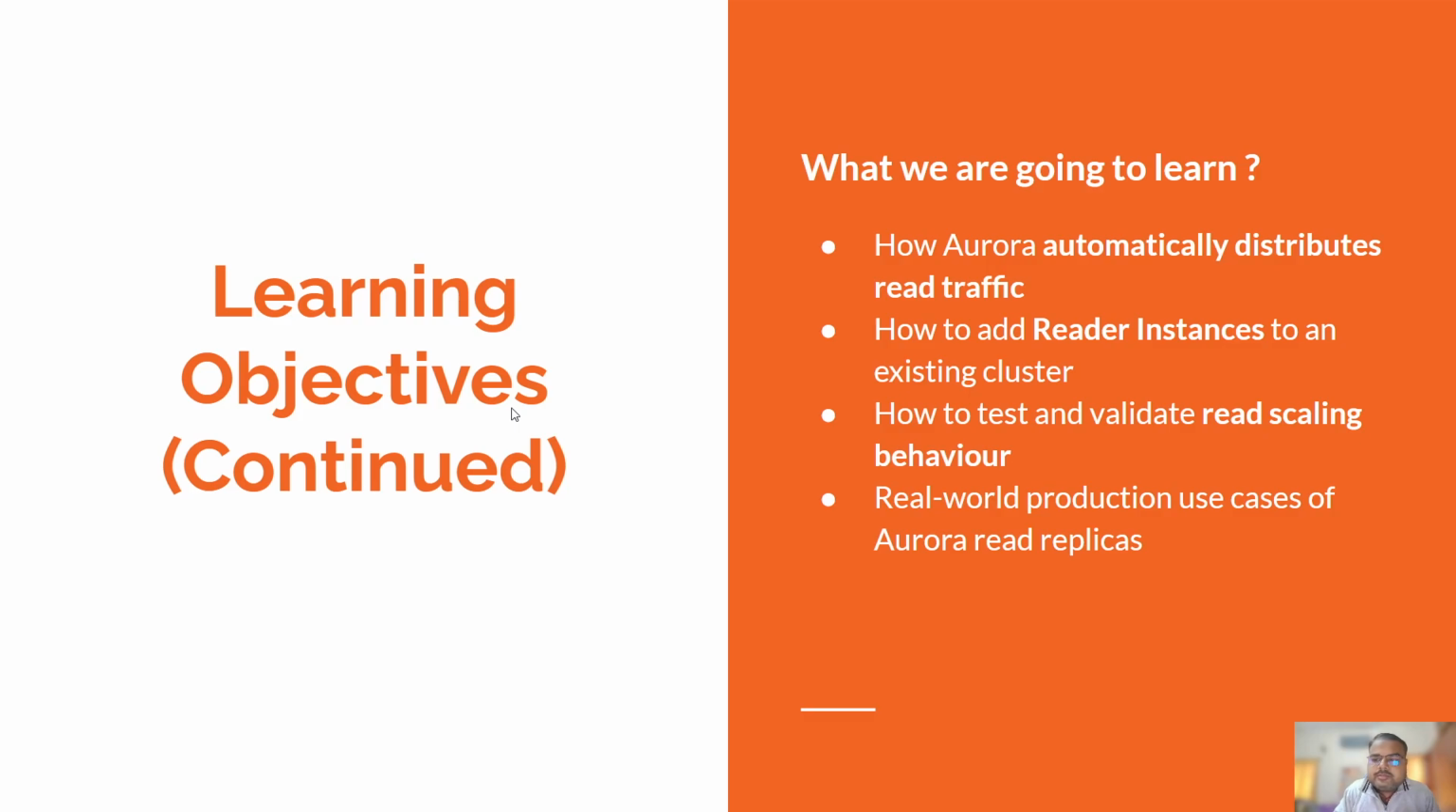Coming to the next slide. In the second part of this project, we will move completely into hands-on mode. We will see how Aurora automatically distributes read traffic across read instances. We will add reader instances to an existing Aurora cluster, and we will test and validate how read scaling behaves using SQL queries. And finally, we will discuss real-world production use cases of Aurora read replicas.